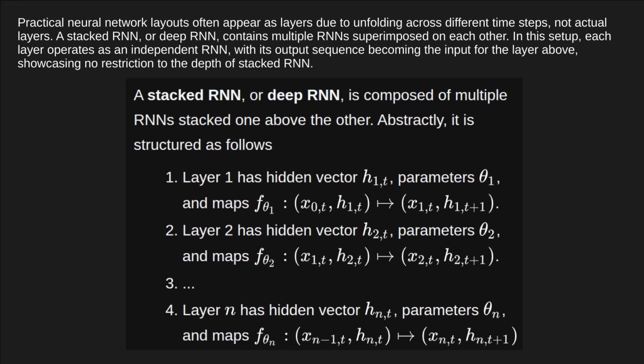Practical neural network layouts often appear as layers due to unfolding across different time steps, not actual layers. A stacked RNN, or deep RNN, contains multiple RNNs superimposed on each other. In this setup, each layer operates as an independent RNN, with its output sequence becoming the input for the layer above, showcasing no restriction to the depth of stacked RNNs.